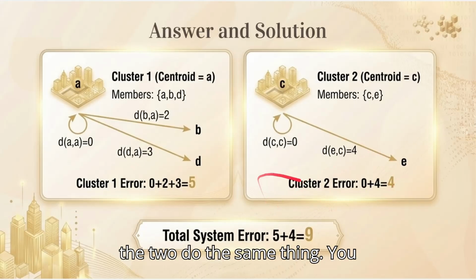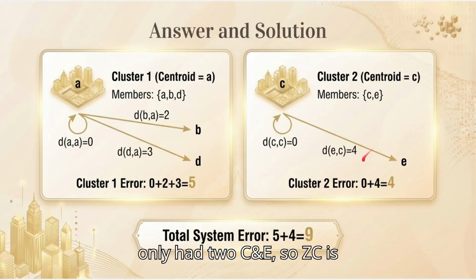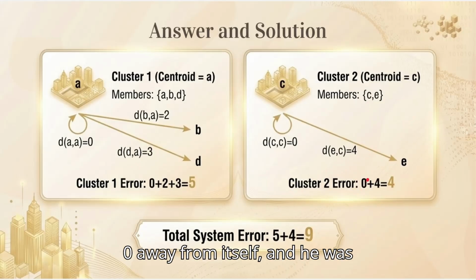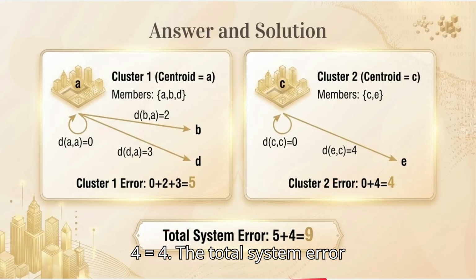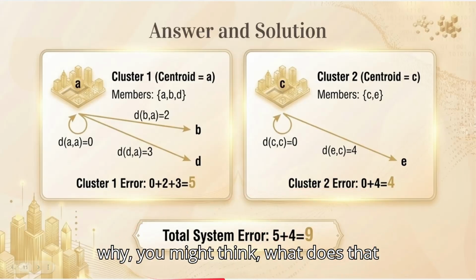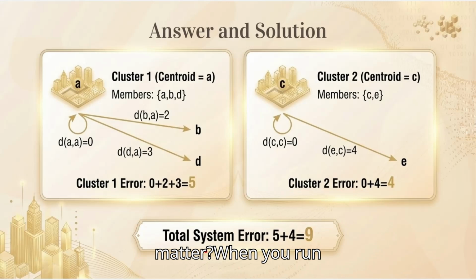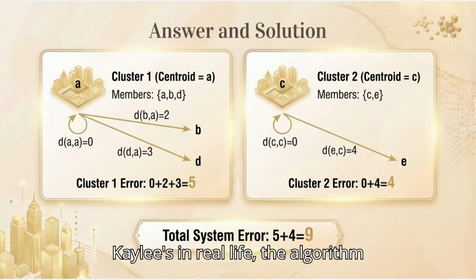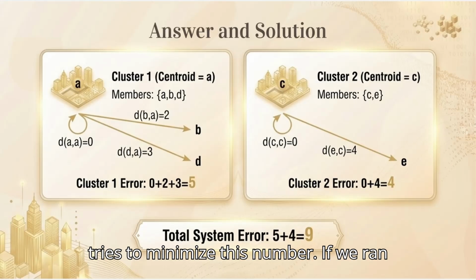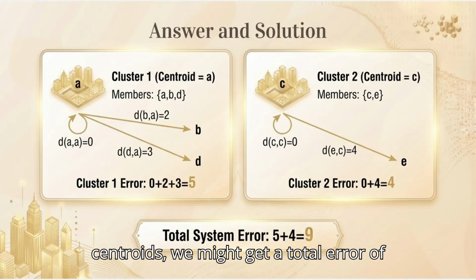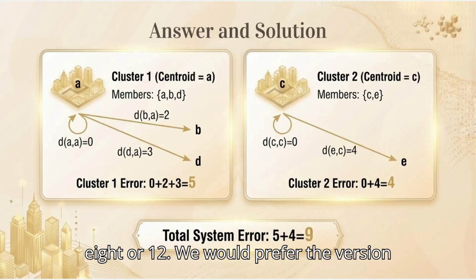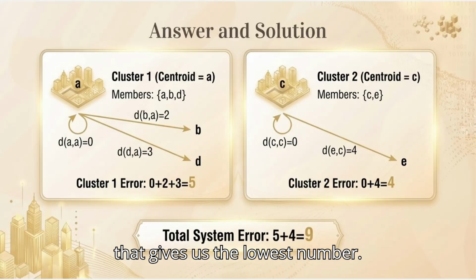For cluster 2, you do the same thing. You only had 2, C and E, so C is 0 away from itself, and E was 4 away from C, so 0 plus 4 equals 4. The total system error was 9. So you might think, what does that matter? When you run k-means in real life, the algorithm tries to minimize this number. If we ran this again with different starting centroids, we might get a total error of 8 or 12. We would prefer the version that gives us the lowest number.